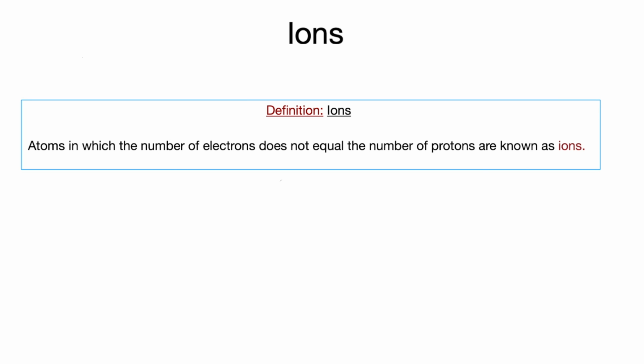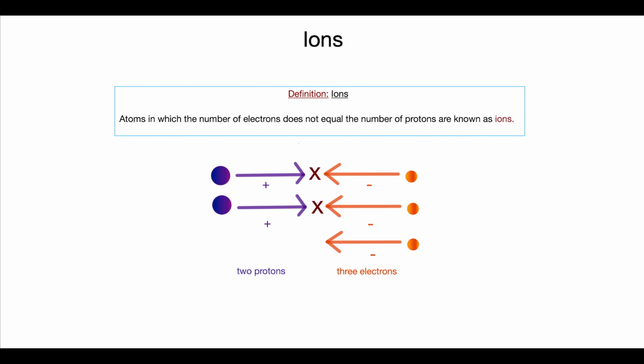We are now able to define an ion. An ion is defined as atoms or elements in which the number of electrons does not equal the number of protons. In this example, we see that an atom or element has two positive protons on the left-hand side, and on the right-hand side we see three negatively charged electrons. An ion occurs when the overall charge of that atom or element is either negative or positive.